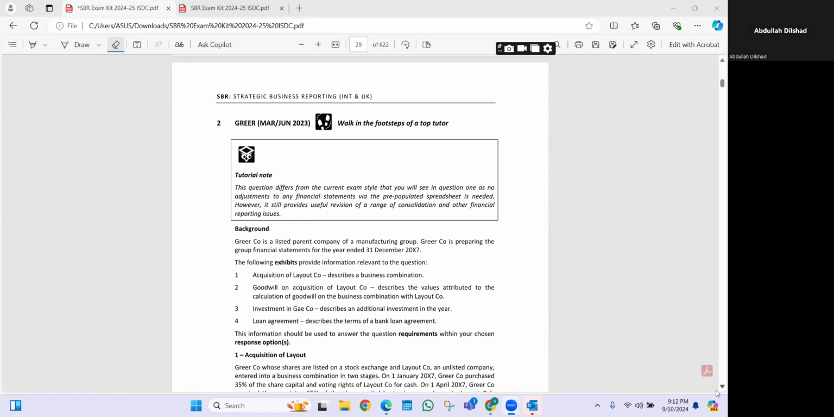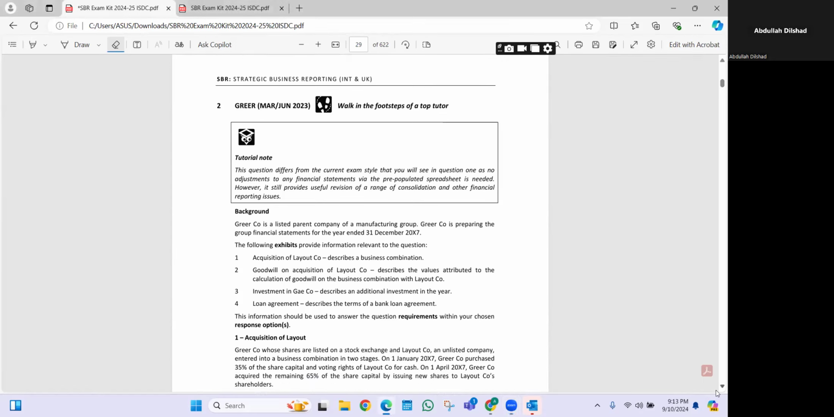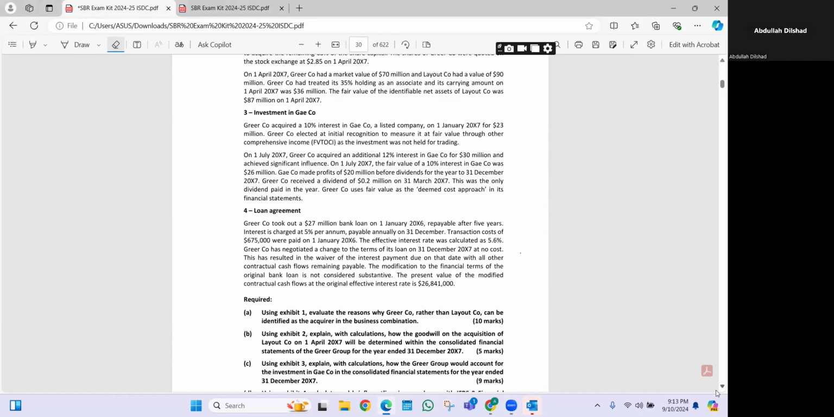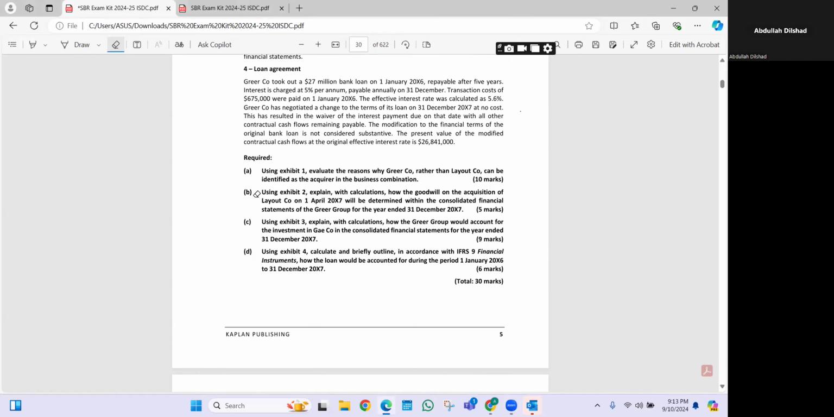Right. So on that day we discussed Greer Co, which was a March-June 2023 paper, and we were able to complete, I guess, the first two questions, A and B respectively. So we are left out now with C and D, right? Since C is a 9 mark question, I would like to complete the D part and after move on to C, which would be done in the latter, right?